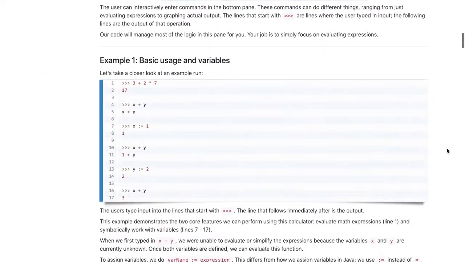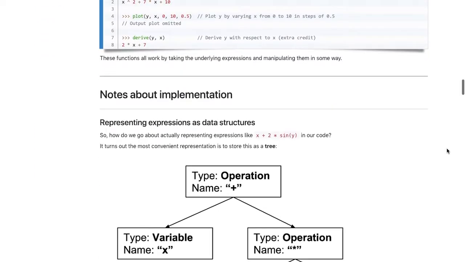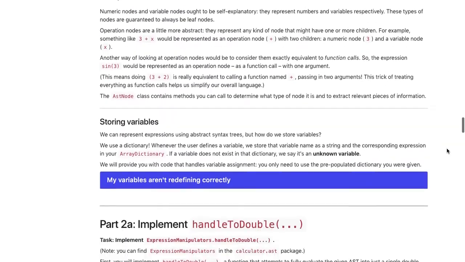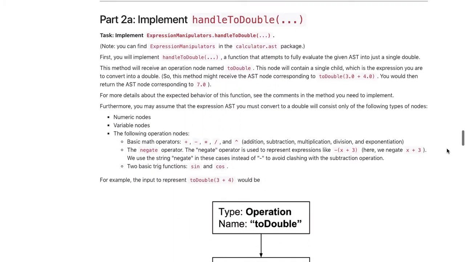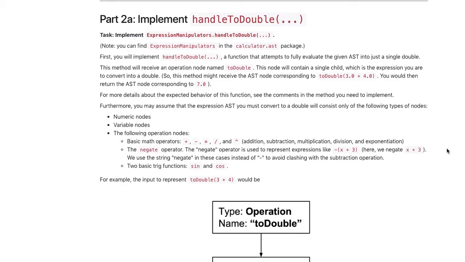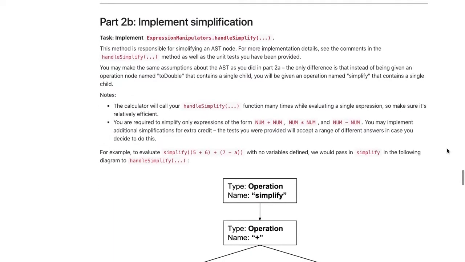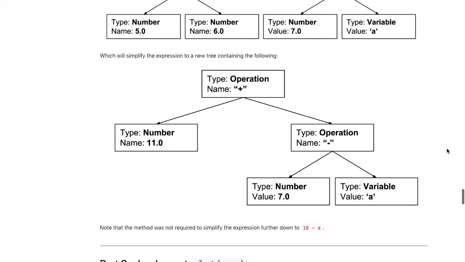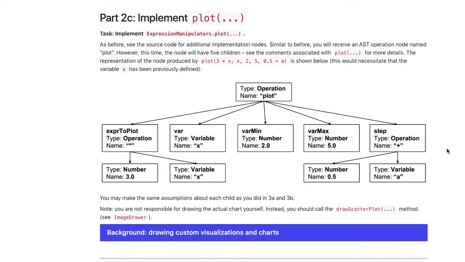So the only file that you're actually going to be manipulating is called expression manipulators, and you're going to be doing 3 methods there. You're going to be doing a toDouble method, which is you take an AST, an abstract syntax tree representing an equation, and just turn it into the number that it represents. There's also a simplify method, which will take an AST and return not exactly one number, but a simplified abstract syntax tree compared to what was passed in.